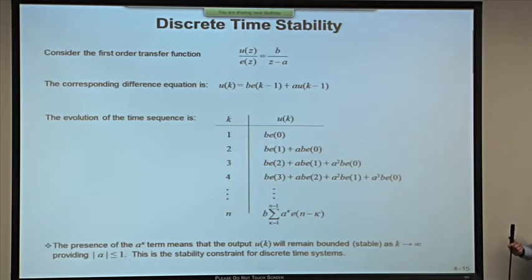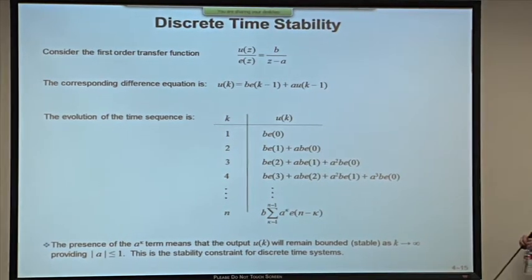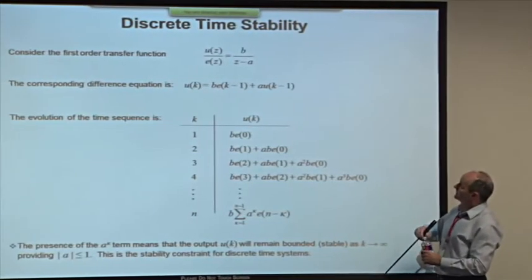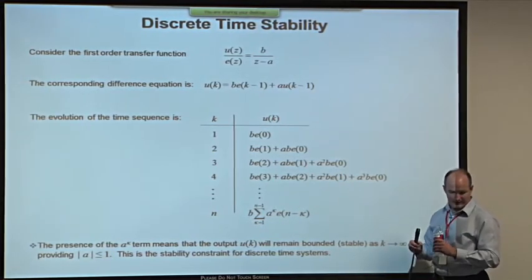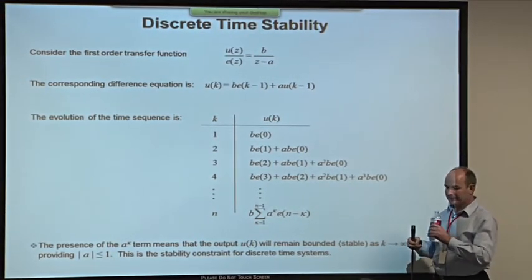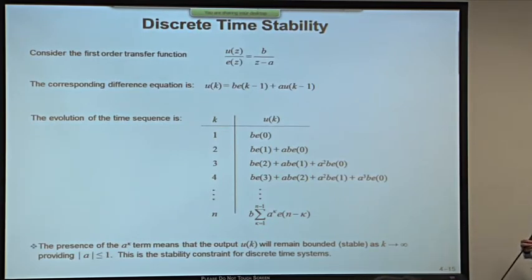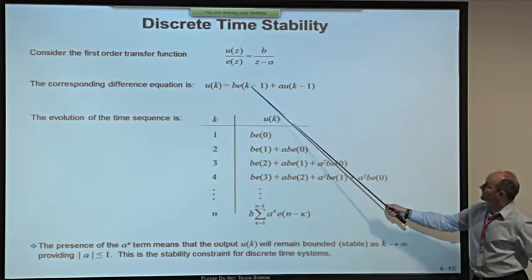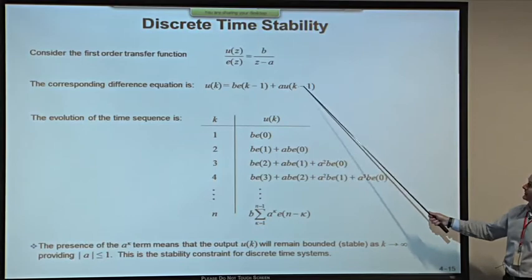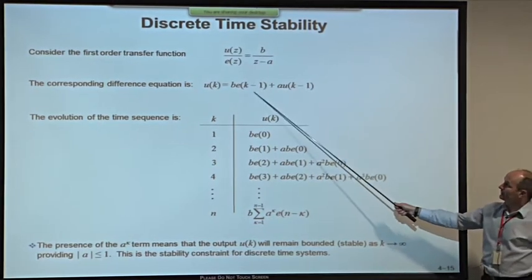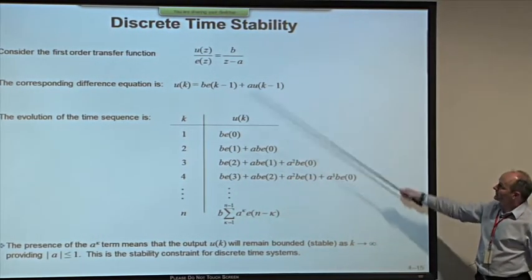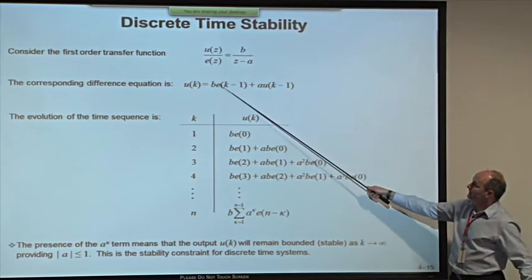Now, stability is slightly different for discrete time systems. Here is a first-order system with a 0 at Z equals A. And by doing exactly what we did in the previous slide, we can arrive at a difference equation for U of K, the newest value of output, in terms of the previous input, E of K minus 1, and the previous output, U of K minus 1. And what we're going to do now is tabulate the evolution of this sequence in terms of the incoming sequence.